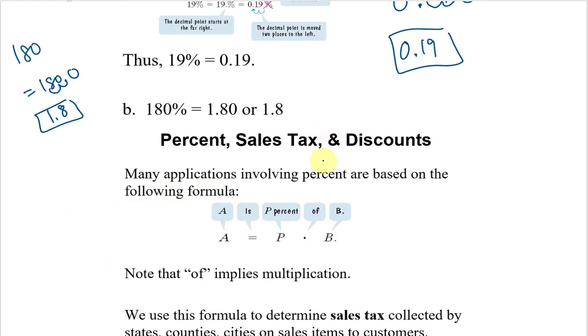Percent, sales tax, and discounts. Many applications involving percent are based on the following formula: A is P% of B. Now we know that the word "of" means multiplication, and "is" means equal.